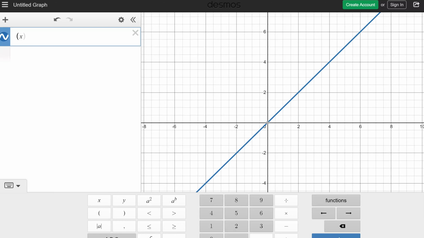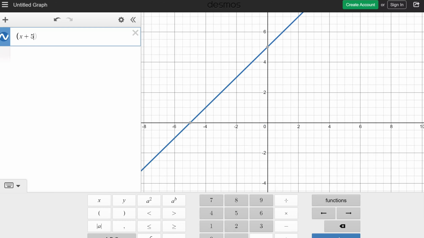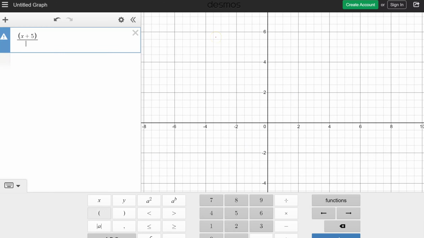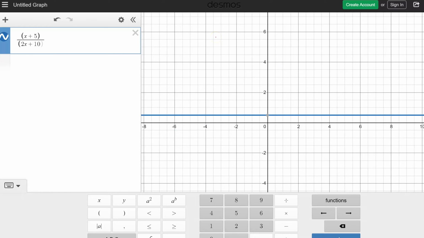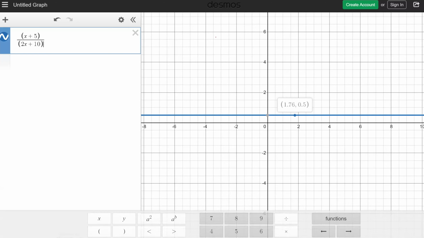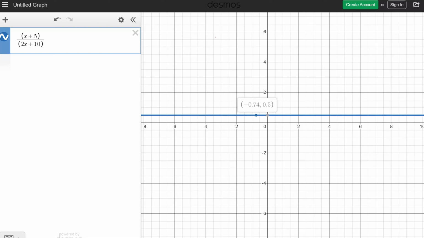If I were to graph (x + 5) divided by (2x + 10), you can see that this fraction equals 1/2 all of the time, right? In fact, I can get a point along here and show you the y value is just staying constantly 0.5. It's not changing from the value of 0.5 except when I get to -5. Whoa, there's a hole in the graph.